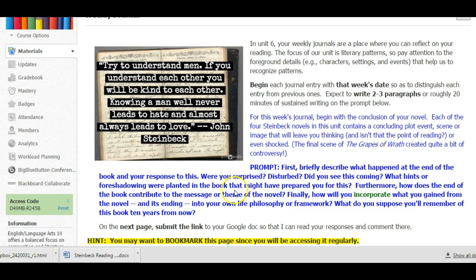So, as you're headed into your journal this week, write about that ending. Did you expect it? Were you prepared for it? Did you see the foreshadowing in the book? Does it contribute to the message, and how does it contribute to the message? And then as you think about this book, it's the end of the book, how will you incorporate what you got out of this book into your own life philosophy? Because that's kind of the point of reading.